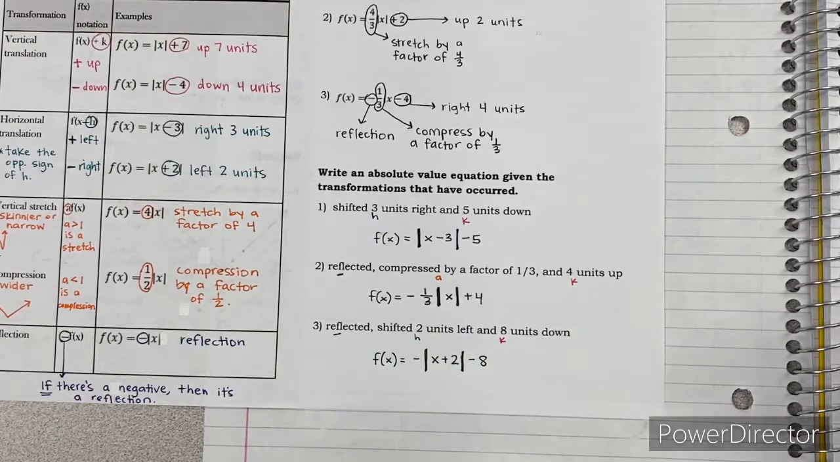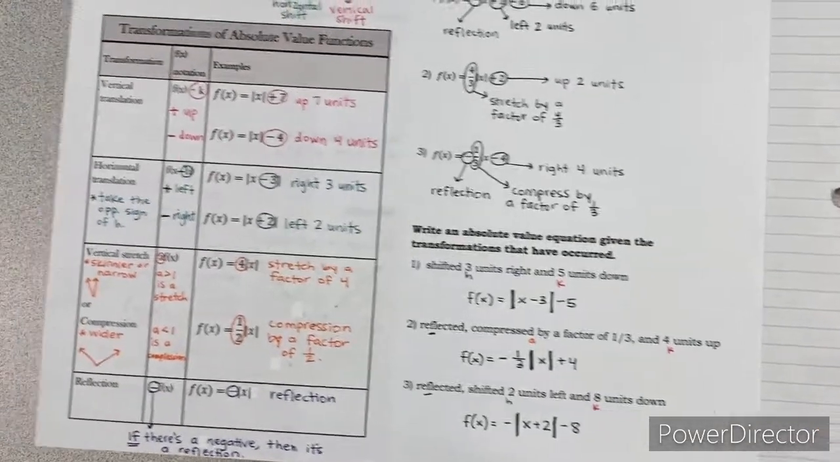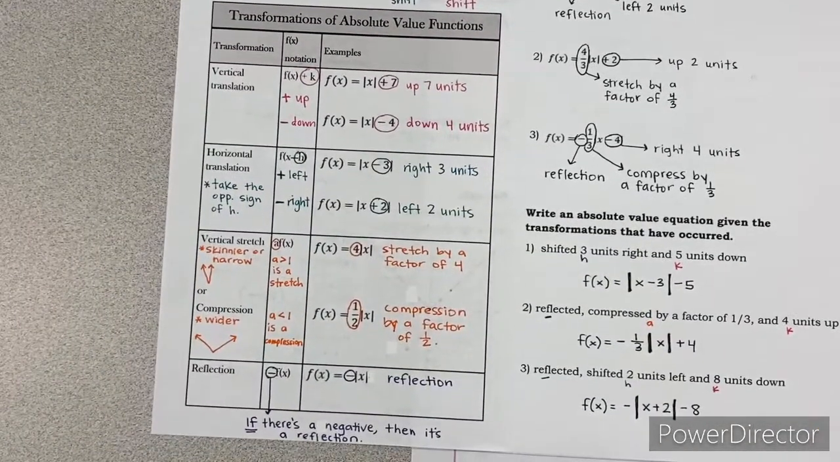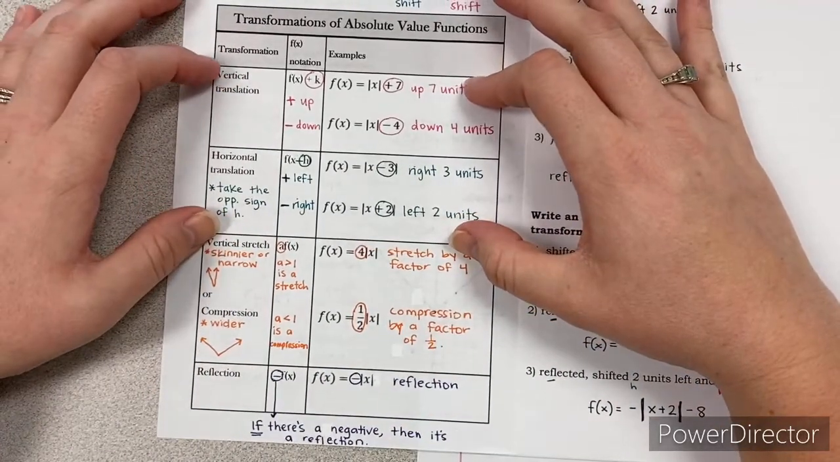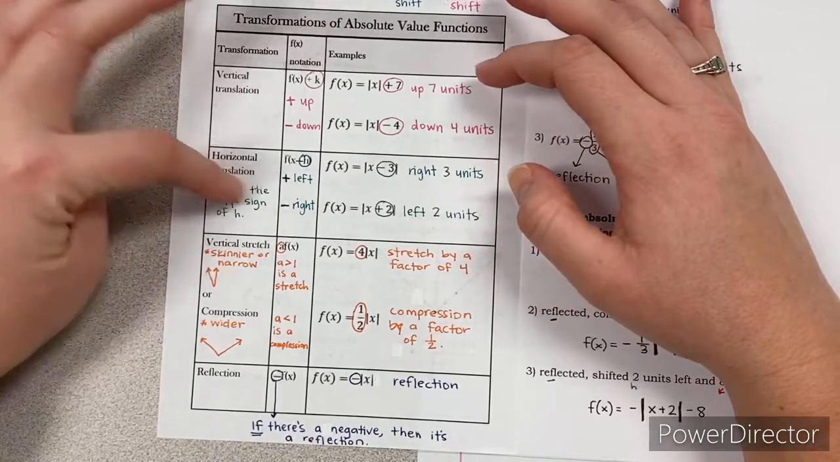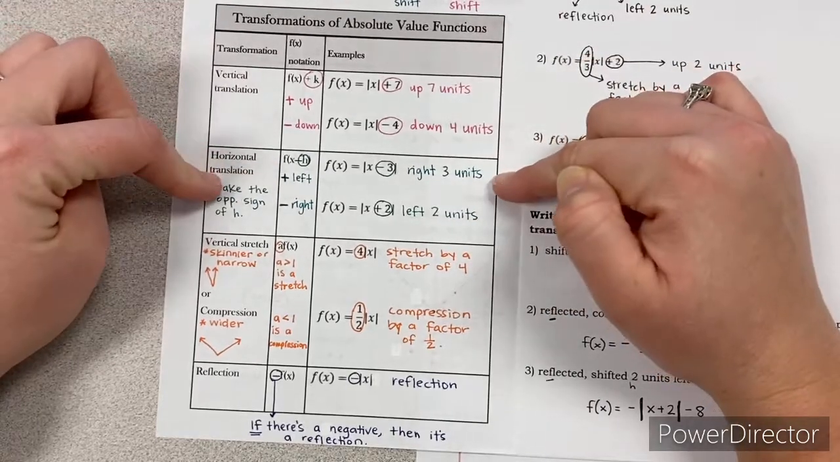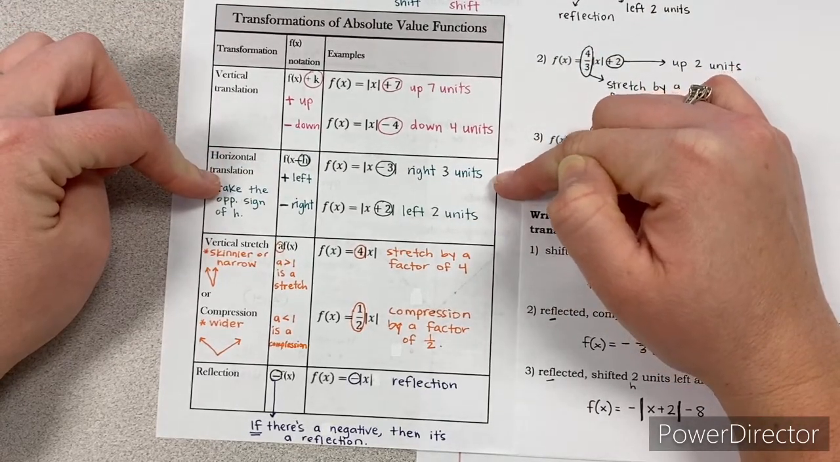So I just want a quick recap before we end this video. There are 4 different transformations, and here they are. The first 2 are pretty straightforward. We're either going to move up, down, left, and right. The weird thing about horizontal is you have to do the opposite of that.